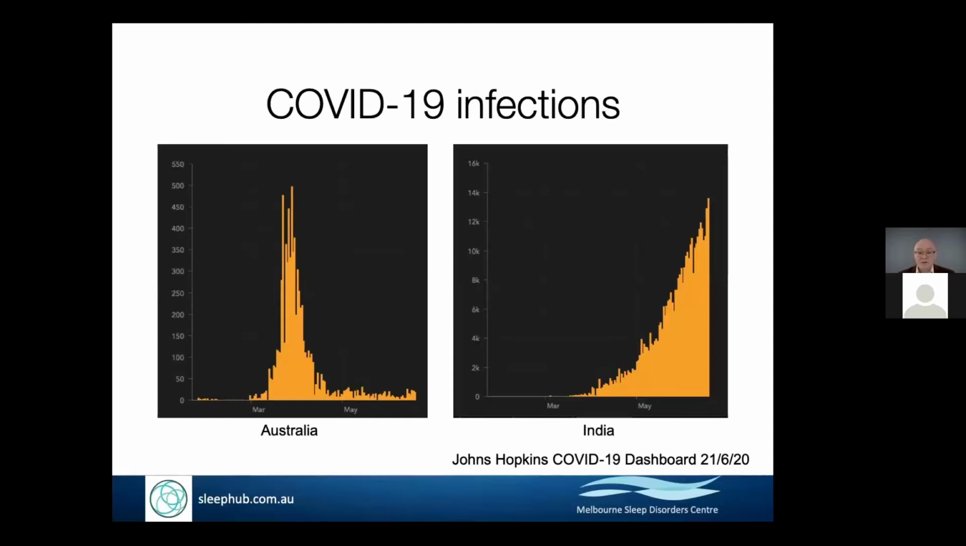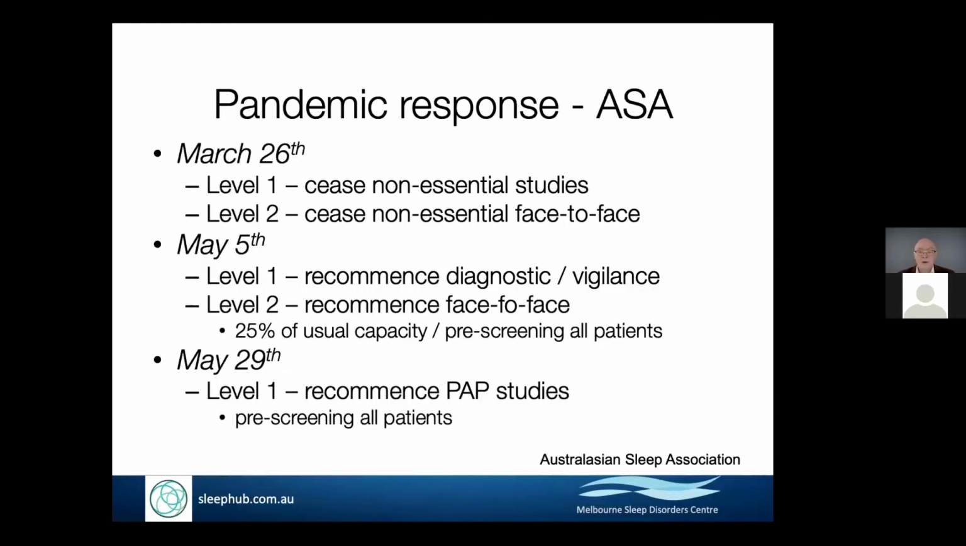Now that's very different to the situation you face at the moment in India, where you're still having increasing numbers of cases in the community and still very much in the thrust of a high number of acute cases in the healthcare setting. And that obviously has implications for the type of diagnostic testing and diagnostic considerations, as I'll talk about. Because if you look at our response in Australia, our professional body, the Australasian Sleep Association, put out these different guidances at these different dates that fitted very much with the peak in incidence of transmission in Australia.